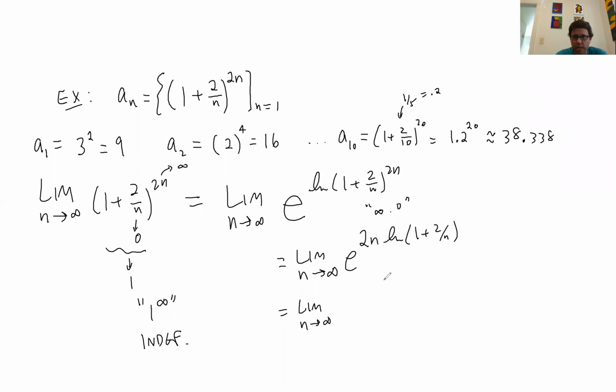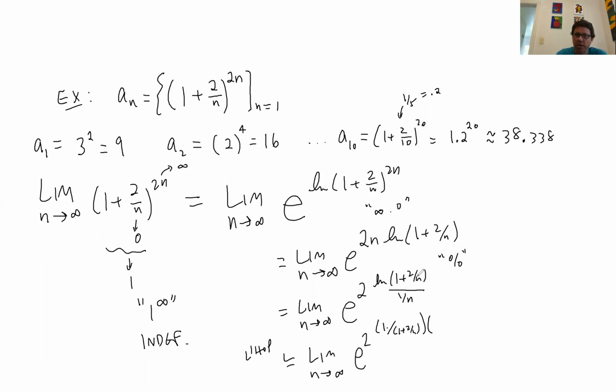Okay, so we get e. We do the reciprocal idea again: natural log of (1 + 2/n) over 1 over n. And now if I do this, this looks like 0 over 0 in the numerator, so I can use L'Hopital's rule on that. I get the limit as n goes to infinity of e to the 2 times, I take the derivative of the top, which is 1 over 1 plus 2 over n, multiplied by the chain rule on the bottom, which is going to be minus 2 over n squared, all over the derivative of the denominator, which is negative 1 over n squared.